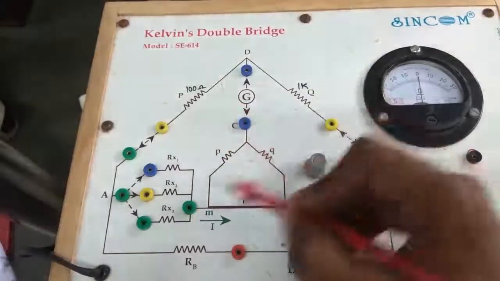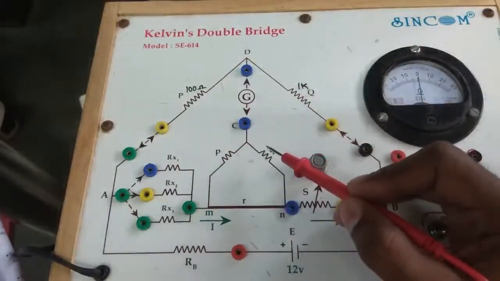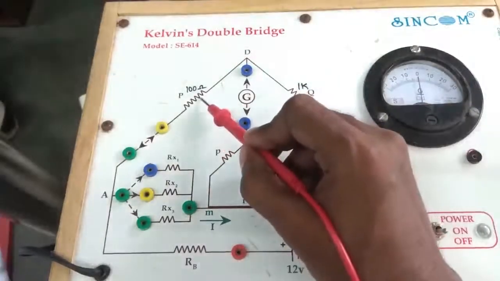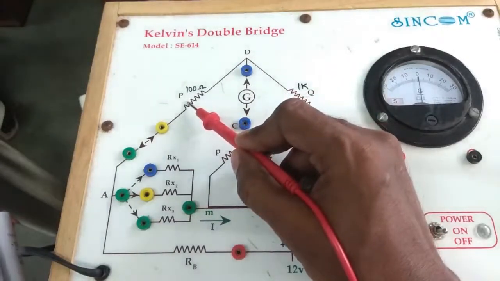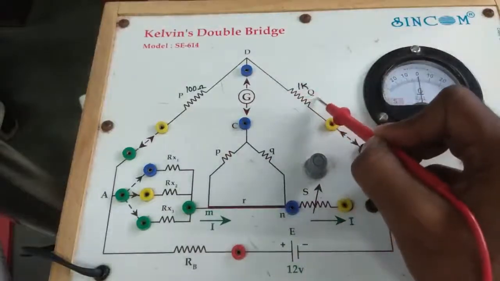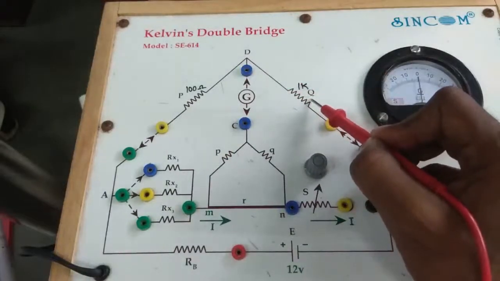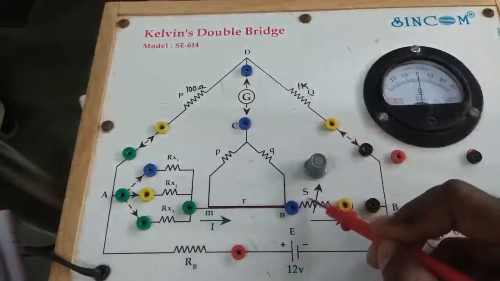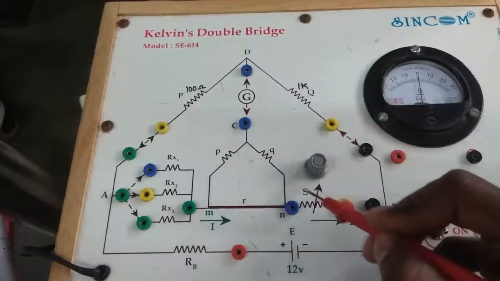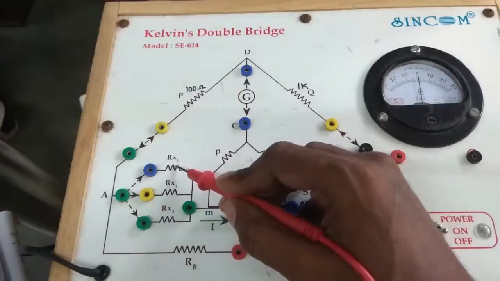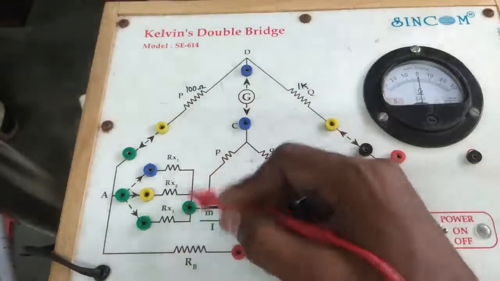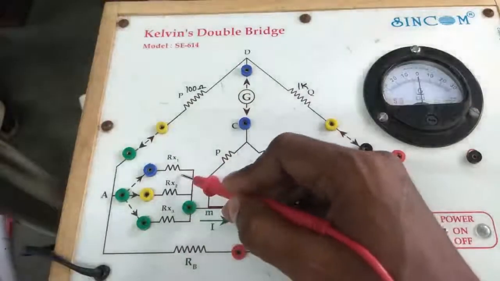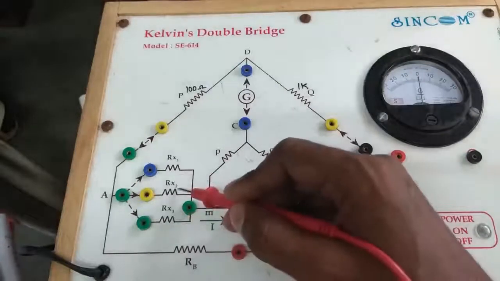But in our kit, instead of R2 we have given the name P, instead of R1 the name Q, and instead of R3 the name S. For the unknown resistors, we have given the names Rx1, Rx2 and Rx3. Here we have three unknown resistors, and we will find the values of these three unknown resistances.